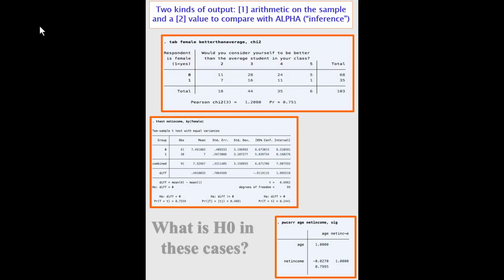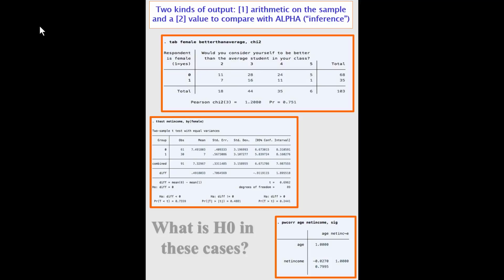H0 is always that there is no difference, or there is equality of some kind. Here, H0 is going to be that boys and girls score the same number, so the mean for boys equals the mean for girls. That's the H0 that we're going to test. You can already see that in this sample, this is not exactly true.